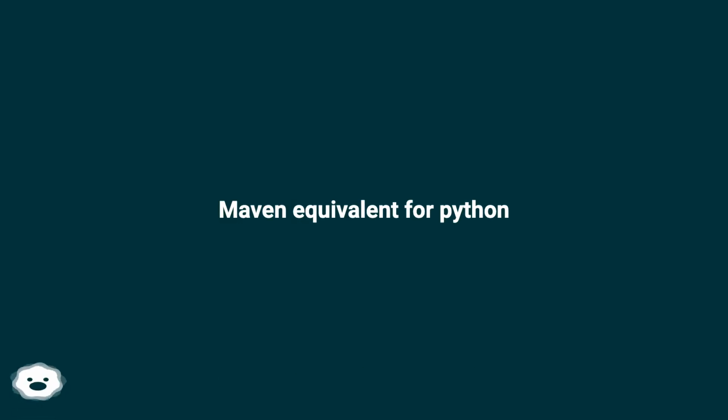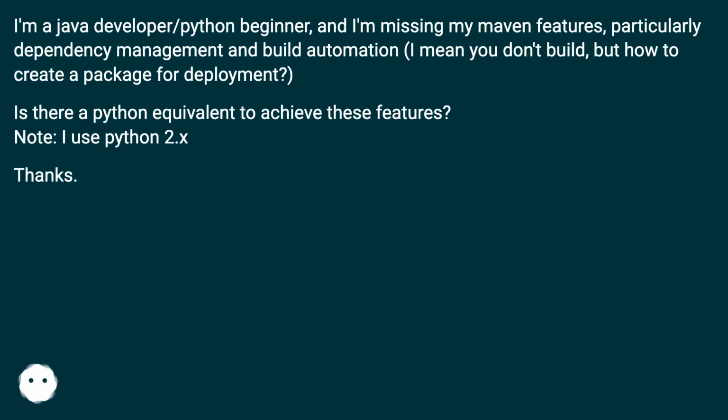Maven equivalent for Python. I'm a Java developer and Python beginner, and I'm missing my Maven features, particularly dependency management and build automation. I mean, you don't build, but how to create a package for deployment. Is there a Python equivalent to achieve these features? Note, I use Python 2.x. Thanks.